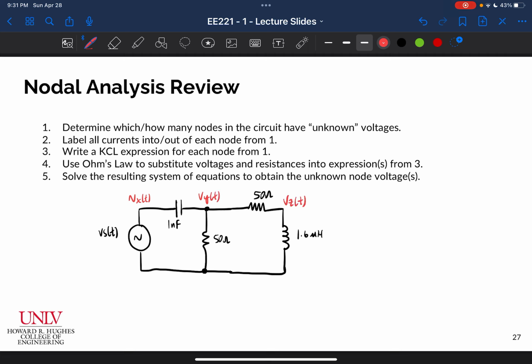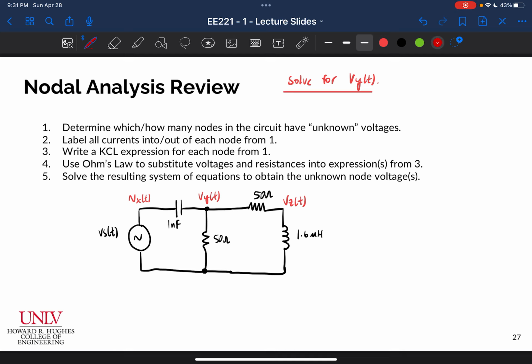Those are all our unknown voltages, right? We just took care of the first step. I guess Vx of t isn't really unknown because it's just going to be equal to Vs of t. But let's say that the problem here asks us to solve for Vy of t. So that's all we're interested in, the one that we want to determine.